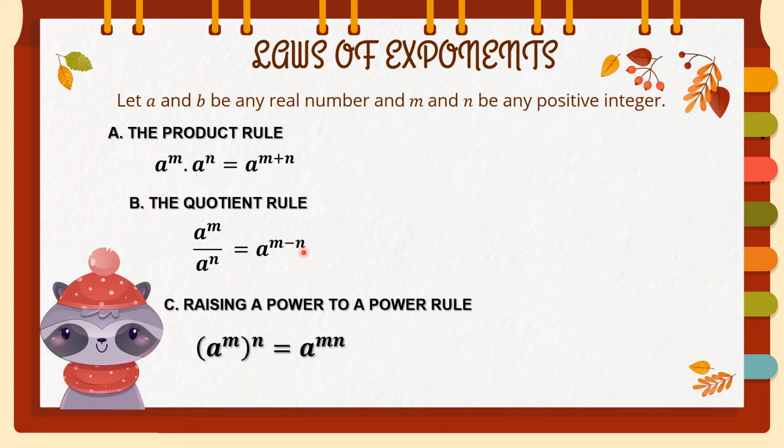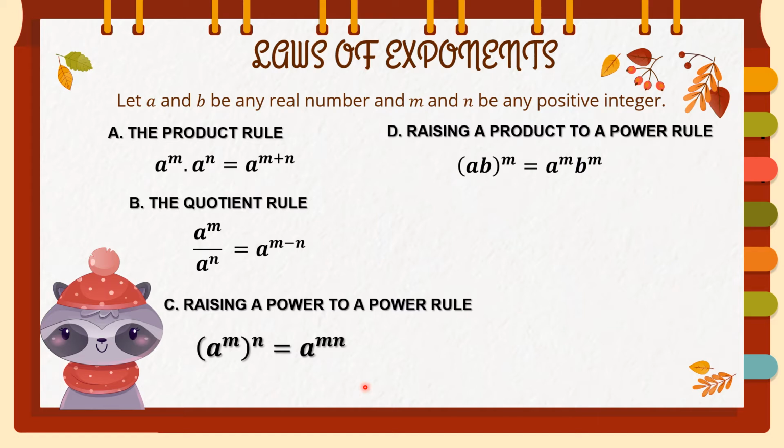Kapag ganito naman, distributive ng exponent, multiplication. So, ang base natin dito ay A, imo-multiply natin yung exponent, M times N. So, multiplication. Pang-apat, raising a product to a power rule. Dito po, distributive. Ito, M, madidistribute kay A at kay B. So, magiging A raised to the M power times B raised to the M power. That is what we call the product to a power rule.